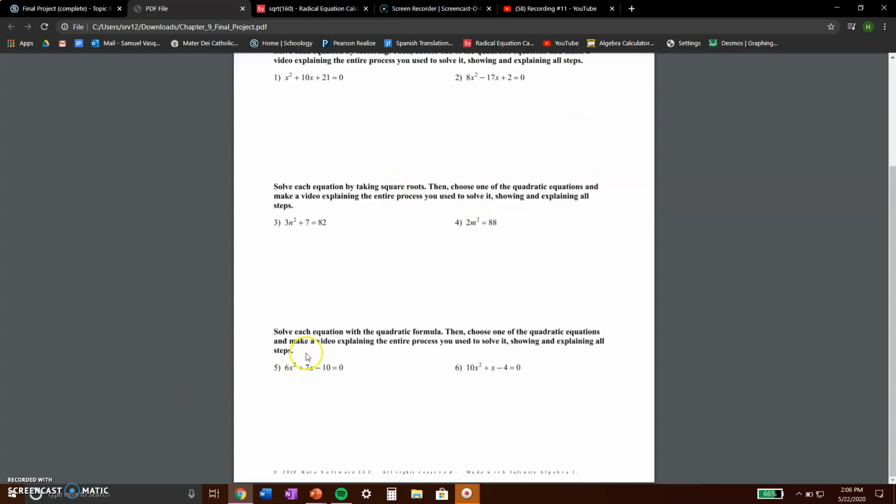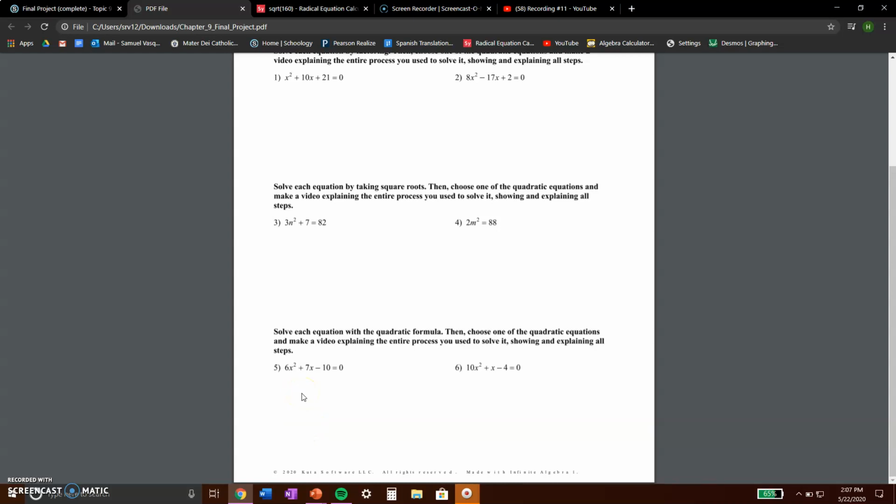This time I'm going to be doing problem number 5, and as you can see, this is our base equation, and the formula that we're going to want to use is negative b plus or minus the square root of b squared minus 4, parentheses a and parentheses c, over 2 parentheses a.